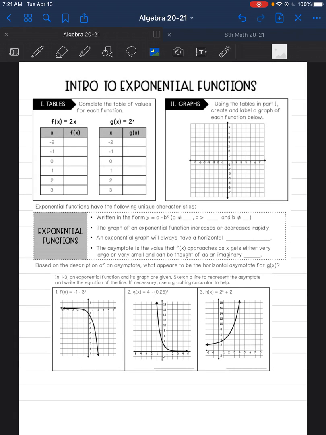Today we're going to start our new and last unit of the year. We're going to be talking about exponential functions, and today we're going to do an intro and look at graphing. So this video might be a little bit longer than what we've been doing lately, but it's really important information.